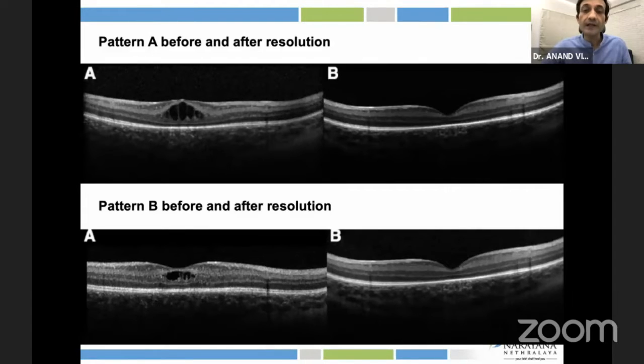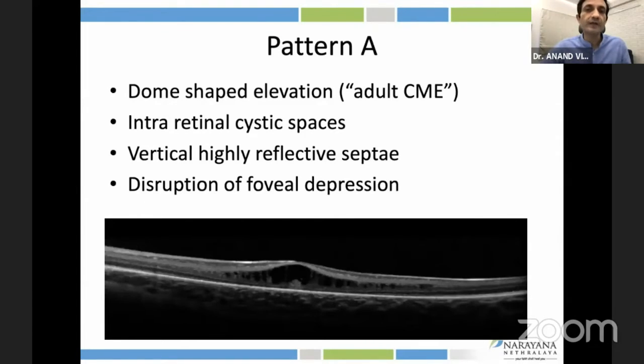In pattern A, there was a complete disruption of the foveal dip. And in pattern B, there were these foveal and parafoveal hyporeflective spaces in the inner retina. The B picture on the right shows the same babies after a few weeks, spontaneously resolving. These were not treated in any form, not even with topical drops to reduce the edema. It turns out that it could just be a physiological variation of inner retinal changes.